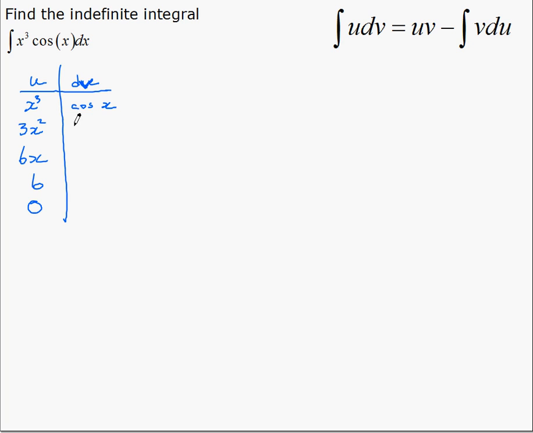So the integral of cosine is sine. The integral of sine is negative cosine. The integral of negative cosine is negative sine. And the integral of negative sine is cosine. Most people find it easier to differentiate and get the negatives right, so just as a check, if we start at the bottom, we should be able to take the derivative and get each of these.